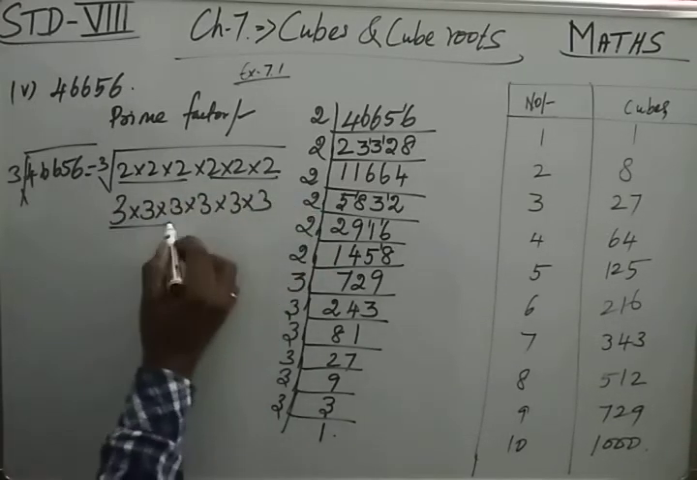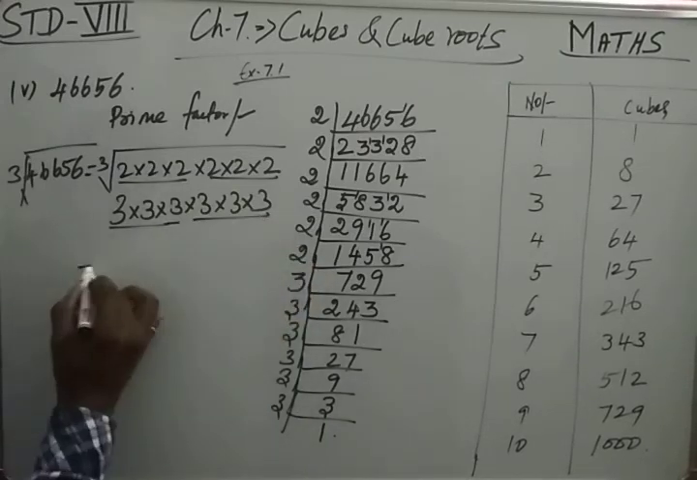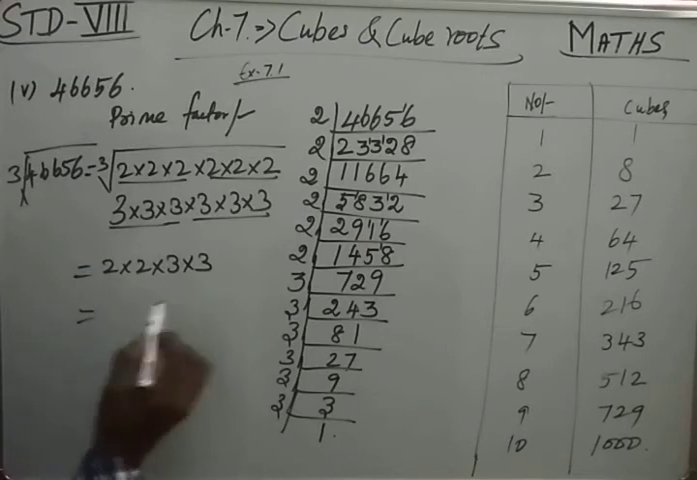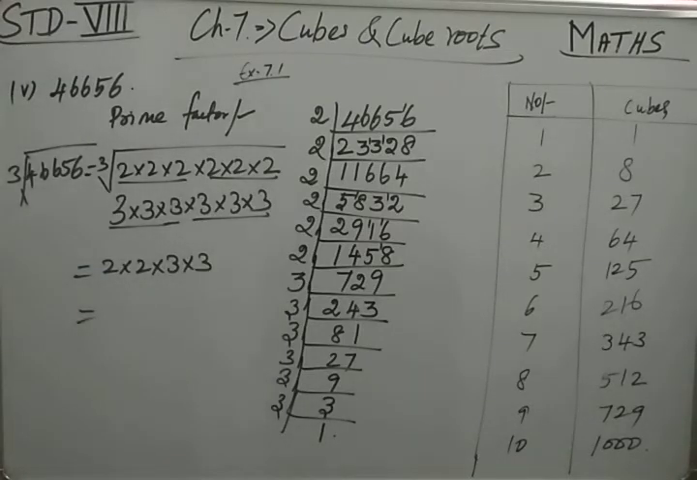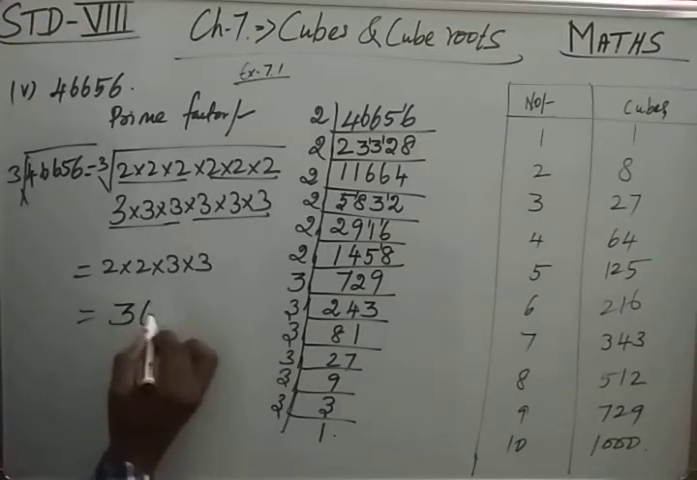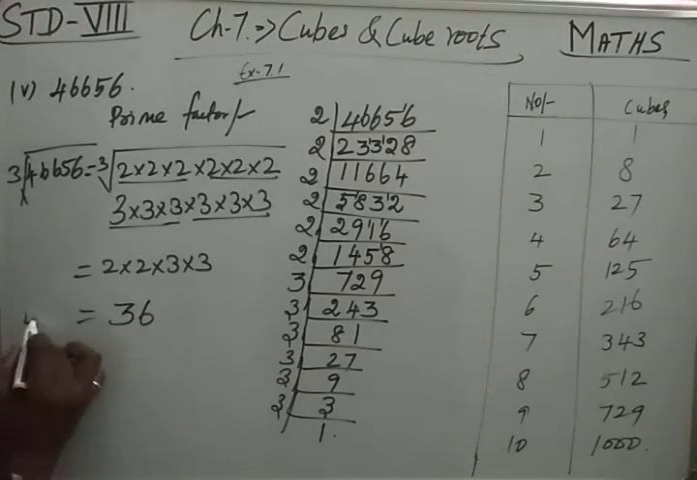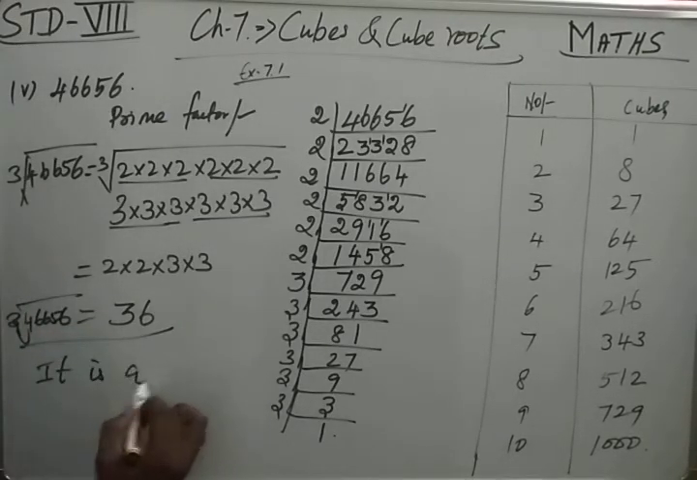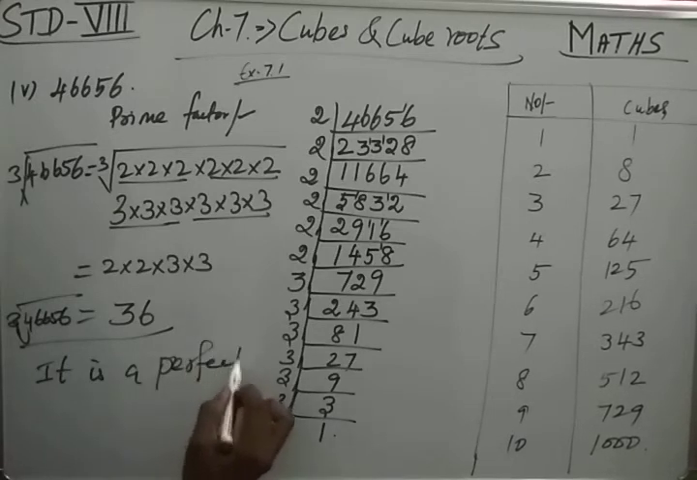So for each 3 numbers you can take one number outside. So 2 multiplied by 2 multiplied by 3 multiplied by 3. If you multiply, what will come? 2 2s are 4, 4 2s are 4 3s are 12, 12 3s are 36. So when we take the value of this 46656 in the cubic value, you will get the value 36. So it is a perfect square.